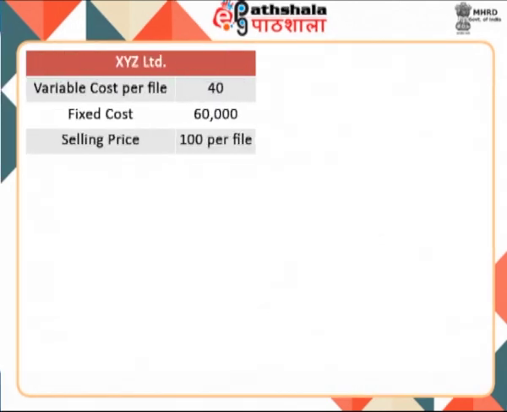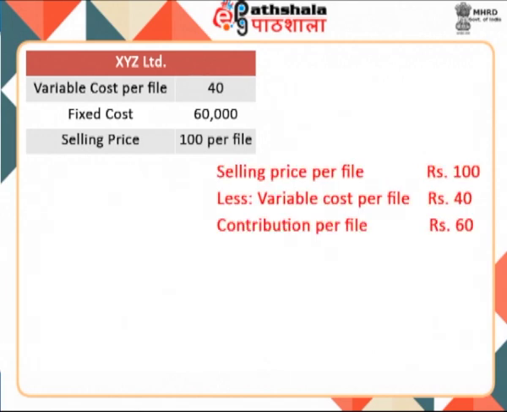We can find out contribution per file by subtracting variable cost per file from selling price per file. That is, contribution per file is rupees 100, that is the selling price, minus rupees 40, that is the variable cost per file. Thus, contribution per file is rupees 60.